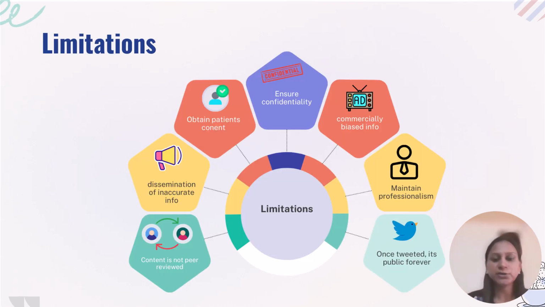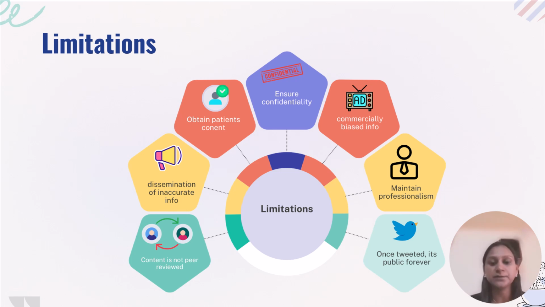There are some limitations as well when you're using visual abstracts for dissemination in social media. Make sure that the content is peer reviewed. If it is not peer reviewed, there is always a problem of dissemination of inaccurate information. And if you're creating visual abstracts for a case report, make sure that you have obtained the patient's consent and the confidentiality of the patient is maintained. Do not use any commercially biased info, for example, do not use the brand names of the drugs. Always use the generic names.